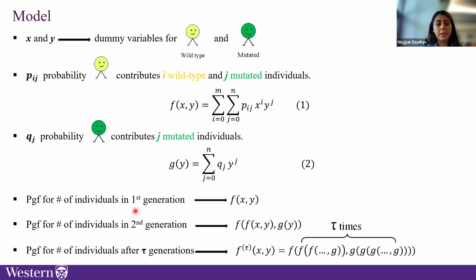So the PGF for the number of individuals in the first generation is just F(x, y). And because of the independence of the individuals in a branching process over more than one generation, in order to get the PGF, we use the composition function. For example, after tau generations, the PGF for the individuals of the tau generation is the composition of F with itself tau times.